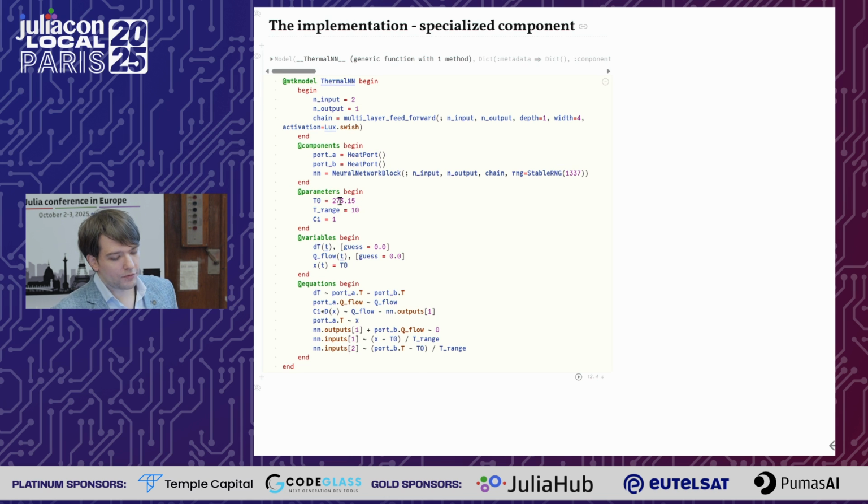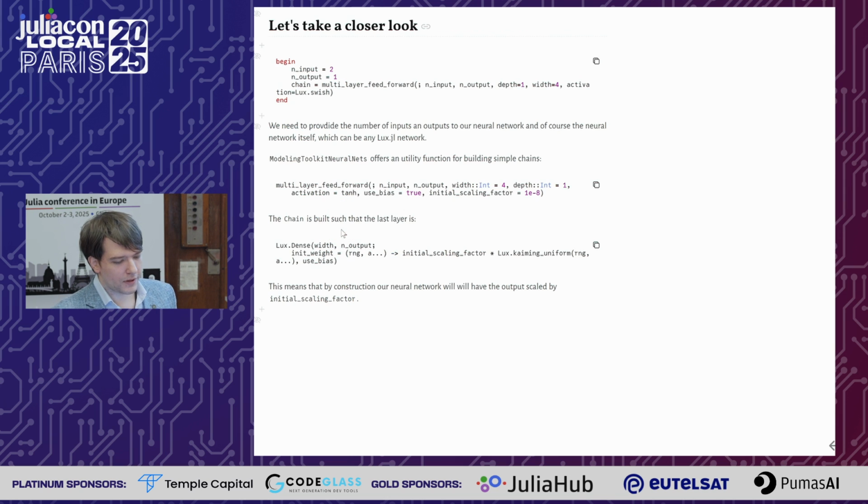If we take a look at this implementation, we can see that we create a Lux chain. We have to specify the number of inputs and outputs to the neural network block. And we have heat ports. Here, since we have a thermal system, we want to translate between the physical side of things. So we have heat and numbers, which are the neural network output. So we need essentially a translation layer between the physics land and dynamics land to the neural network land. And how do we do this? It's by the equations that we have here.